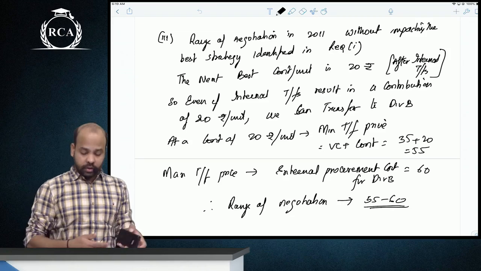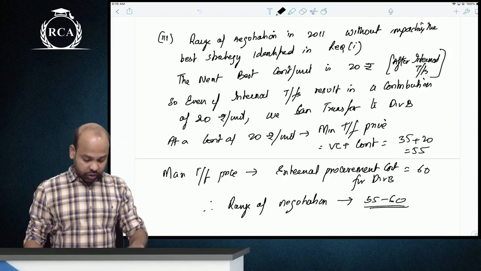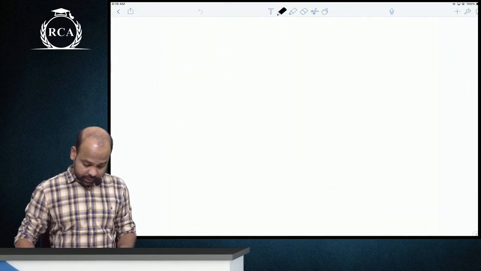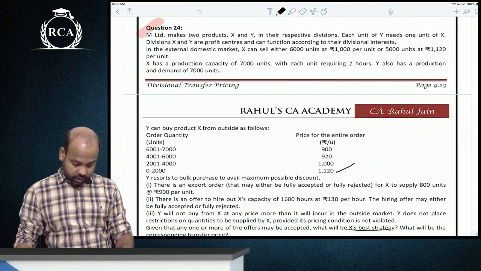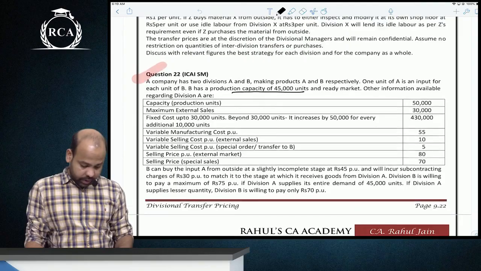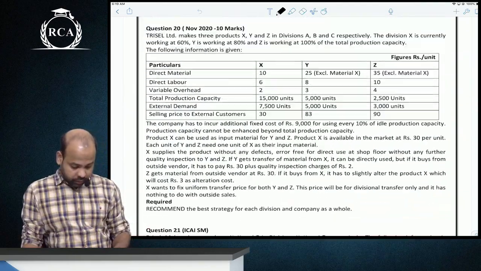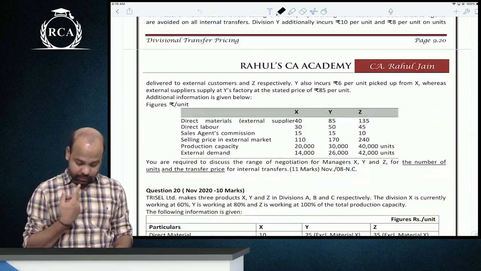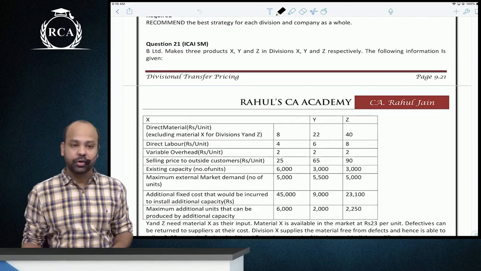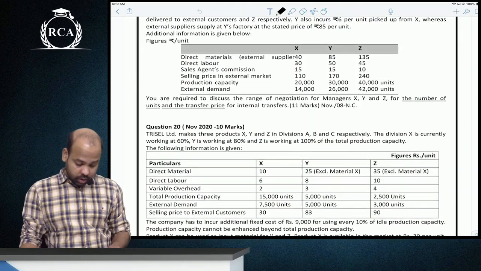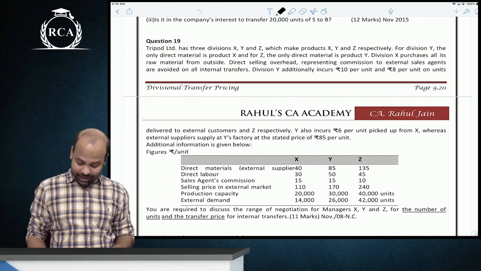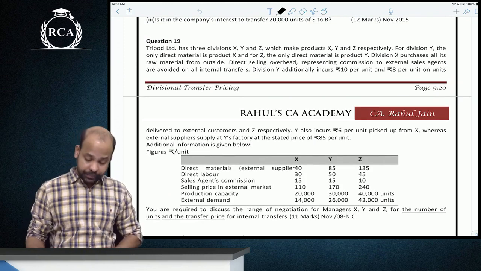Good morning, guys. Let us continue with our discussion of transfer pricing. What is the last question that we did the other day? That is question number 24, 25 done, 23 done, 22 done. So we are yet to discuss question number 19, question number 20 and question number 21. Let us start off with question number 19, guys.